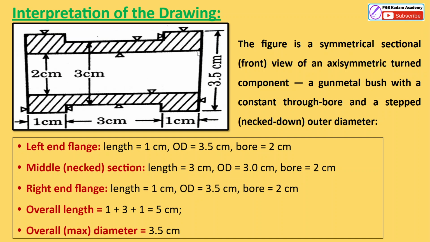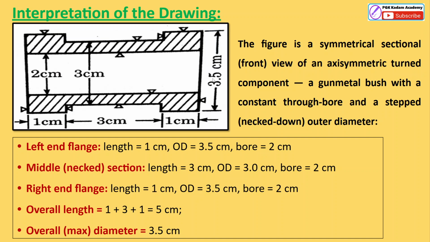Similarly, the right flange is there, and the middle neck section is there. Dimensions are mentioned for the middle neck: 3 centimeter. The body has length 3 and diameter 4. After that, the right end flange dimension is given. Overall length of this job is 5 centimeter, and maximum diameter is 5 centimeter. So this is the interpretation of the drawing.